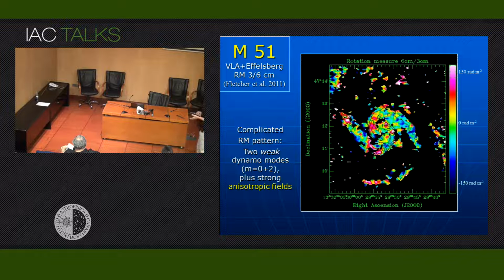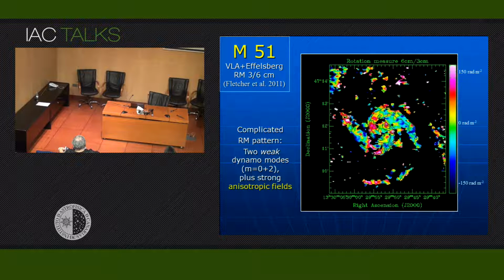We don't see that. Okay, we did not give up because we believe in dynamos, so we filtered away all the small-scale fluctuations, and then we found an underlying dynamo, m equal to 0 plus 2, but a very weak one. What is dominating here are the fluctuations. These fluctuations are still seen in polarization, but they don't produce any Faraday rotation. They produce zero mean Faraday rotation. And this is anisotropic fields. These are fields in field loops, fields which are tangled, which are sheared. And so the anisotropic field in M51 is several times stronger than the ordered field, or the regular field, produced by the dynamo.